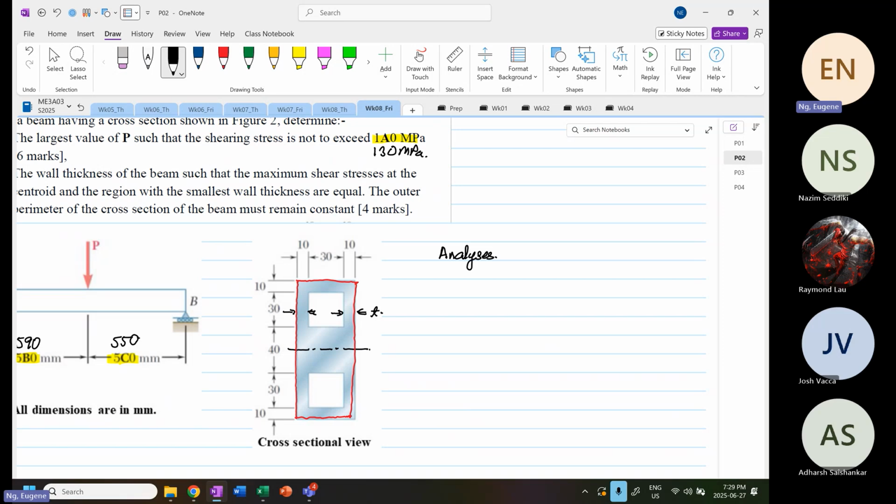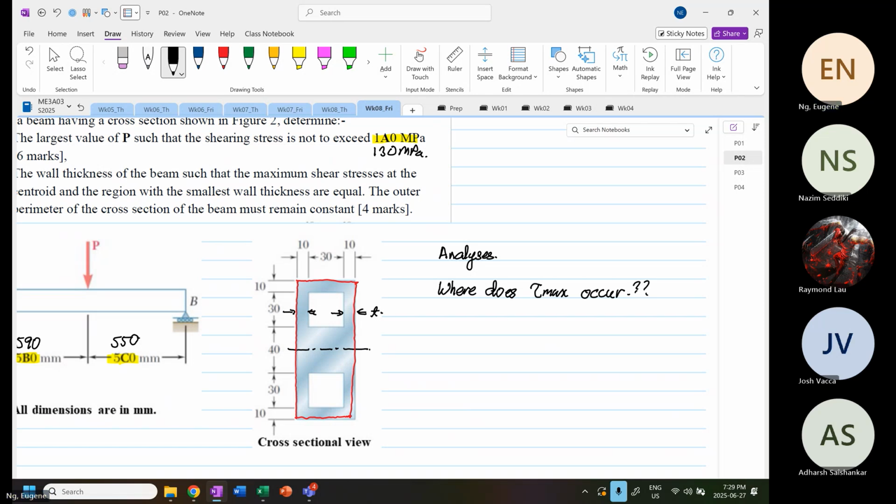So the thing we ask ourselves is, where does tau max occur? Okay, where does tau max occur?